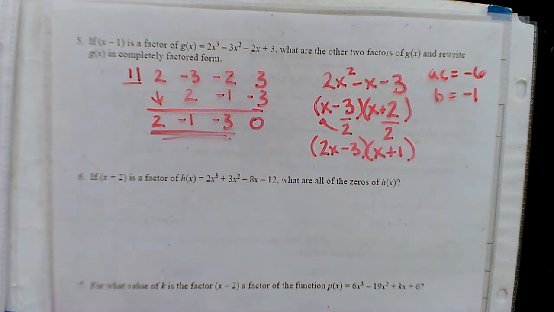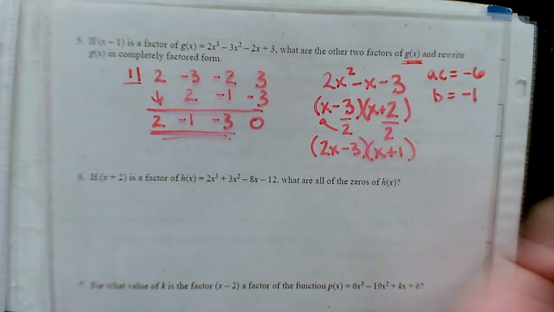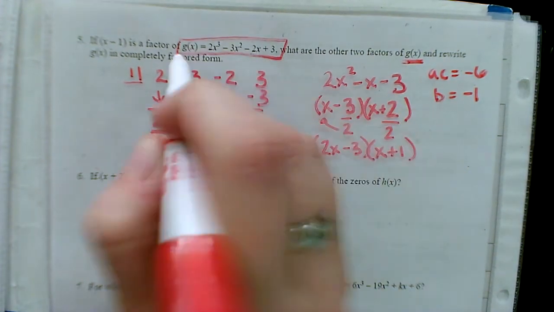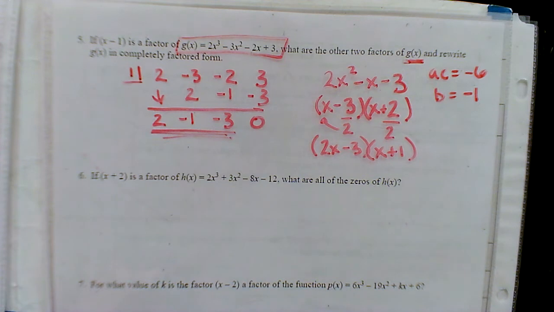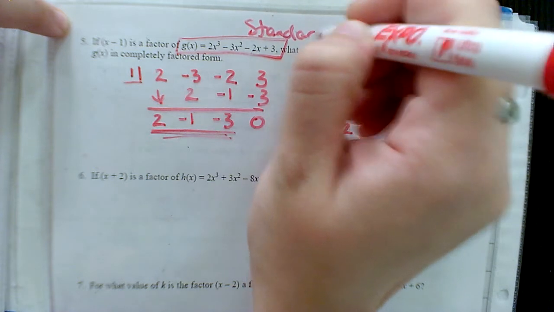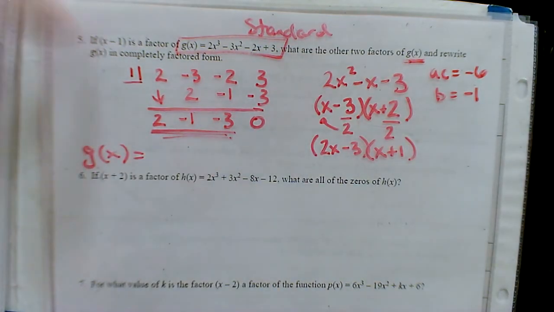Alright, so now we know all 3 factors of this polynomial, and we're going to rewrite g of x in factored form. The one they gave us at the top is standard form: nice order of terms, no parentheses, no groupings. So if this is standard form, we're going to rewrite g of x in factored form.